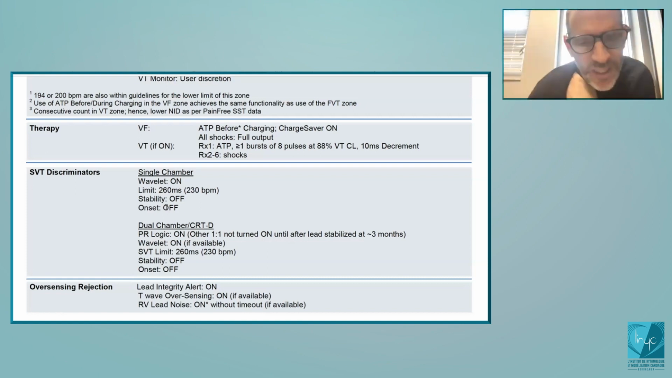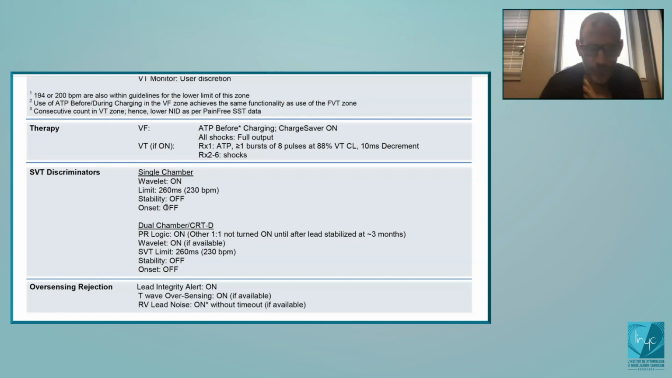Of course, you need to adapt to the characteristics of the patient. And of course, if the patient, for example, is in complete AV block, there is no point to program the discrimination. But if not, in general, you should probably program the discrimination up to a limit of 230 beats per minute. And for the dual chamber ICD, both the PR logic and the wavelets.